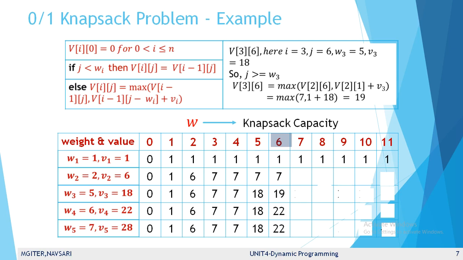Now next also we include here one item. The capacity of the bag is 6 kg. So we include item number 4 and profit is 22. Now in the next column the capacity of the bag is 7. So we include here two items with the weight of 1 and 2 kg. So profit is 7. Now next we include here two items, item number 2 and item number 3, 5 plus 2 is 7. So 18 plus 6 is 24. So here we include the two items with the weight of 2 and 5 kg.